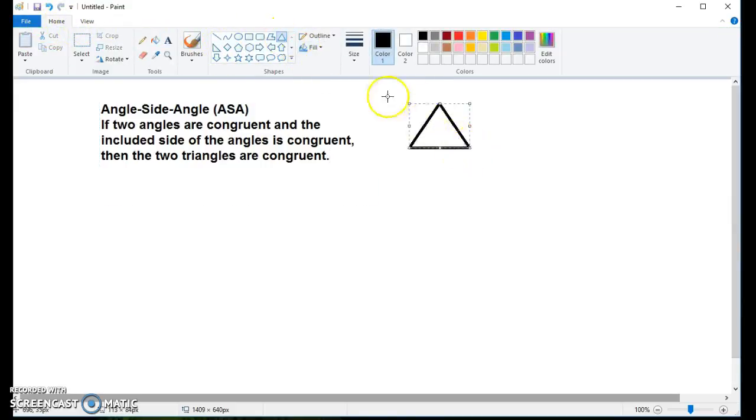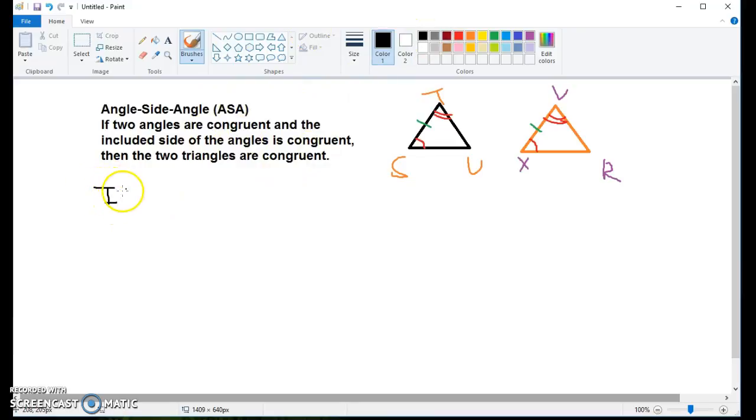That would be for ASA. So if I have this triangle here, and then I have this triangle here, S, T, U, V, R, X, and I'm told that SU is congruent to XV, T is congruent to V. That means that these two triangles are congruent. So we have to have these angles, and then the side that is in between these angles.